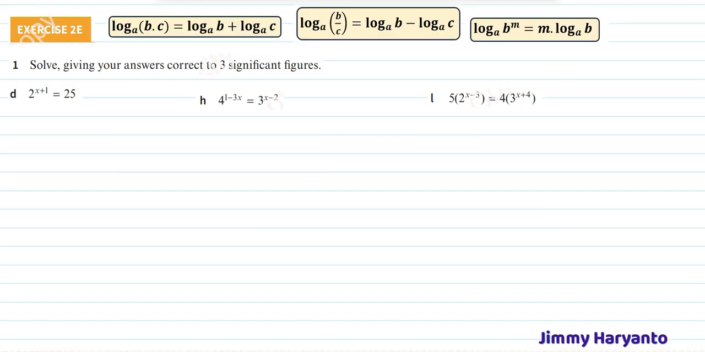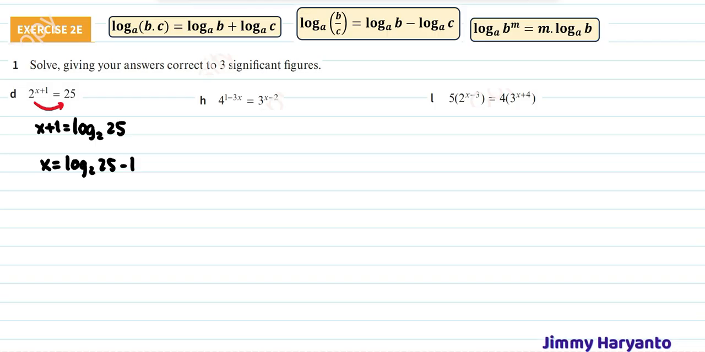Okay, next is exercise 2e, 1d. For the first one, you only have to move these two to the right hand side, so you'll have x plus 1 equals logarithm of 225, giving your answer in 3SF. That means you have to calculate that one. x equals logarithm of 225 minus 1, and then use your calculator. The final answer is 3.64.